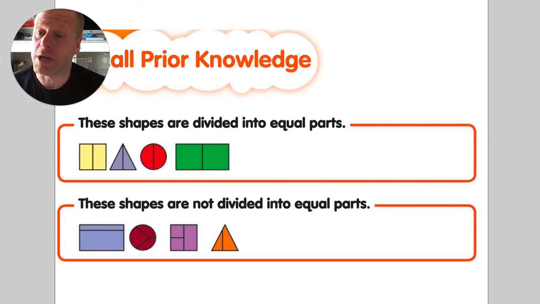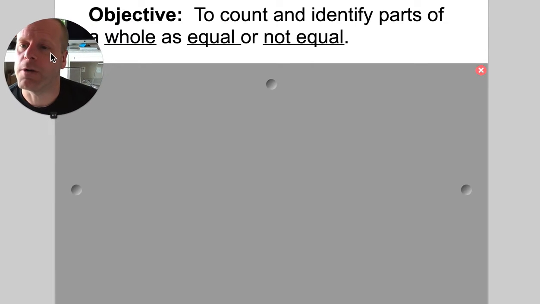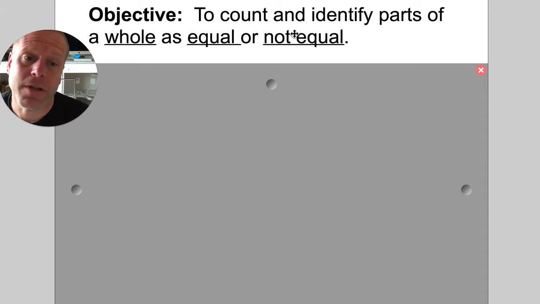And that's what we're going to be doing today, on our way to talking about what fractions are. The first step is to figure out kind of what they are not too. So we'll talk about equal parts and not equal parts. All right, so our objective is to count and identify the parts of a whole. So we're going to take one whole thing and we're going to look at that whole and decide, are these parts equal or are these parts not equal?